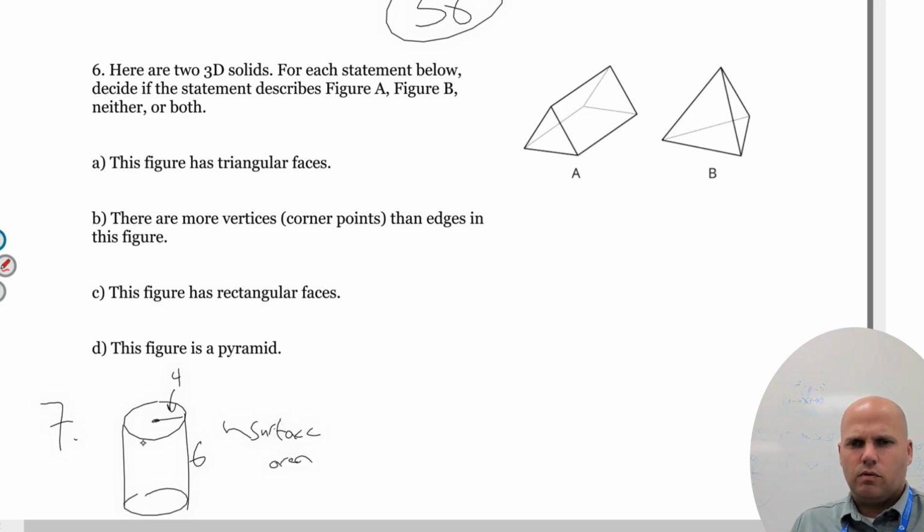All right, figure out that one. We'll go to this. This figure has triangular faces. I mean, both A and B do. There are more vertices than edges in this figure. 1, 2, 3, 4 vertices. 6 edges. 1, 2, 3, 4, 5, 6.